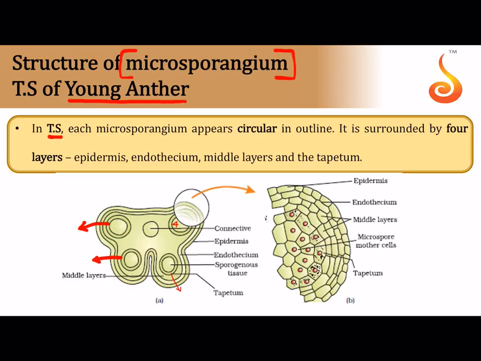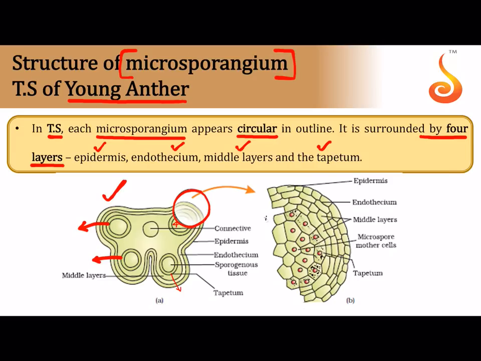Okay, so when you take a transverse section, I had told you each microsporangium or compartment appears to be circular in outline because it is a cylindrical tube. If you take a section, it will look circular. And remember, in a young anther, it is surrounded by 4 major layers, starting from the outer epidermis to the inner endothecium. Inner to that is the middle layer, and the innermost cell layer of the microsporangium is referred to as the tapetum. See what they have done here. Now see this diagram. This is the section of the young anther, and they have highlighted a portion of the wall along with the microsporangium for you over here.